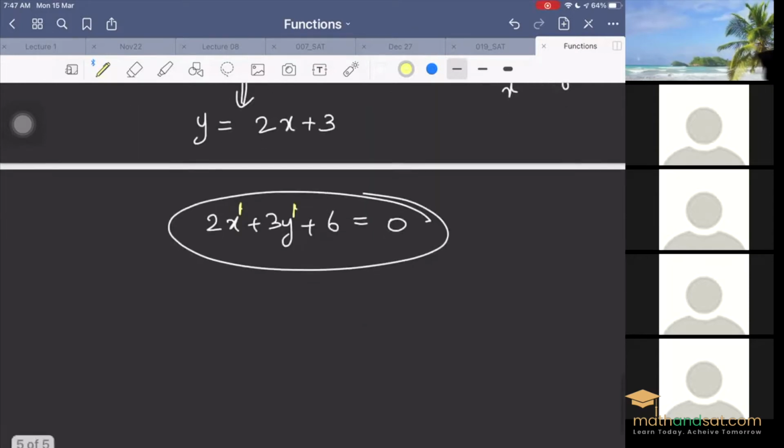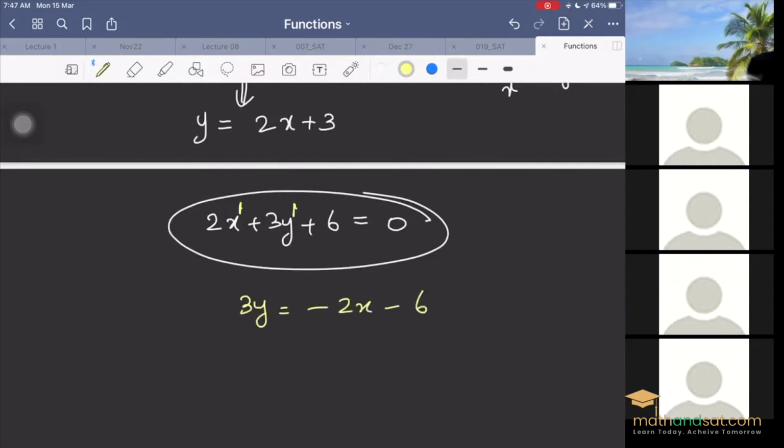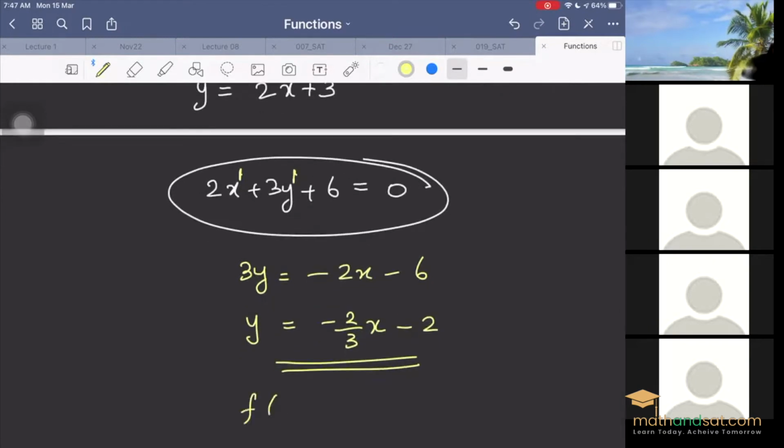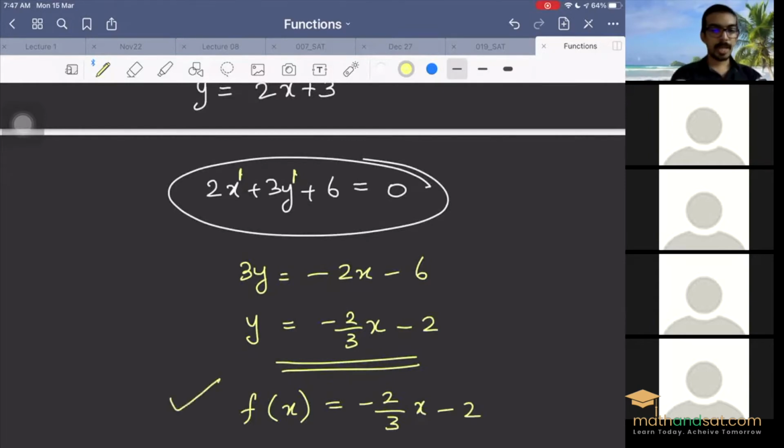How? We have 3y is equal to minus 2x minus 6. You divide it by 3. We have y equals minus 2 by 3 times x minus 2. See this? So this actually represents the function f of x is equal to minus 2 by 3 times x minus 2. Right? So this is what we call a linear function.